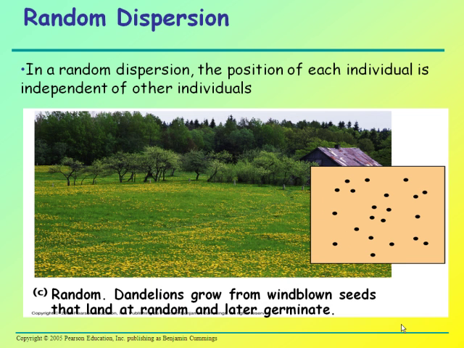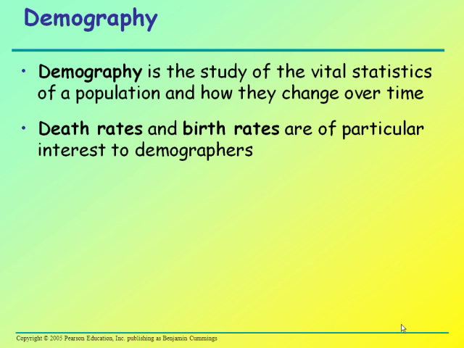Random dispersion is shown with these plants of dandelions. The position of each individual is independent of other individuals, so it's completely random. Dandelions grow wherever their windblown seeds land or germinate.